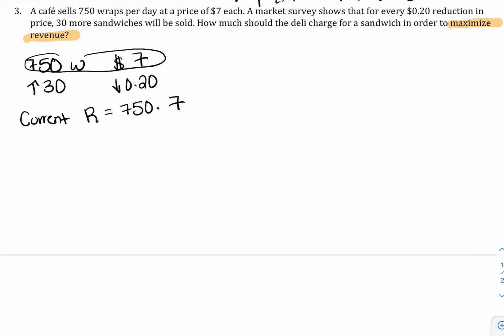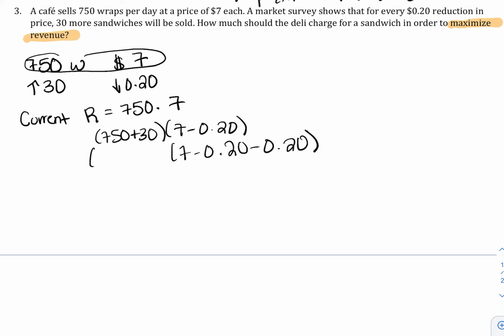The first thing we could change, number 1, would be that I reduce the 7 by 20 cents one time. And if I reduce it by 20 cents, I will add 30 sandwiches. So reduction means minus, increasing means plus. Or I could reduce it twice. So I reduce it 2 times by 20 cents, so by 40 cents. And if I reduce it twice, I will add 30 2 times.